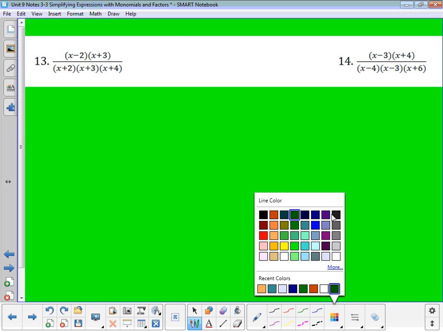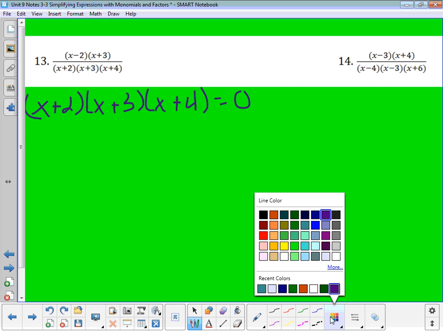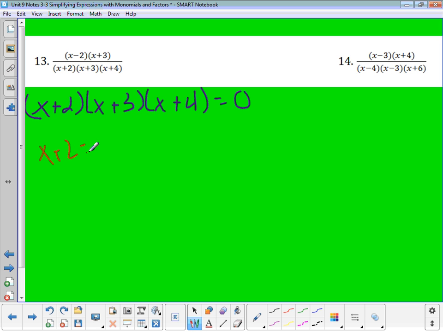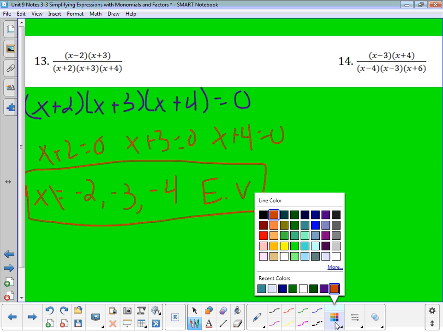Let's take a look at number 13. So for number 13, to get that excluded value, you want to set this denominator equal to 0 with all those factors being multiplied. So that means I'm going to take each factor individually and set it equal to 0. So then I get that x is equal to negative 2, negative 3, and negative 4. And for my excluded values, we don't want x to be those values because that's what's going to give us a denominator of 0. Now let's go and cancel some things out.